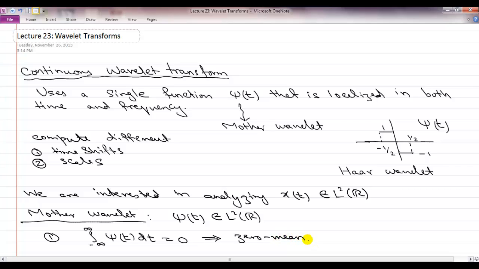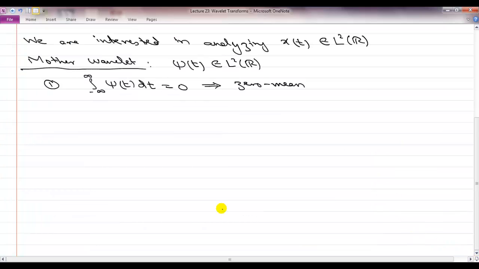So you take the integral of your mother wavelet and you end up with zero. So as much mass lives above zero as it lives below zero. Okay. That's the first requirement.